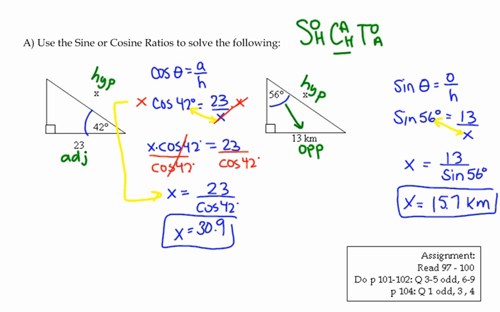Okay, so when it says 3 to 5 odd, let me clarify again. A and C. So 3 A and C, 4 A and C, 5 A and C, and then 6, 7, 8, 9. And then 1 odd A and C, 3, 4. Okay, that's what that means. Except for 6 through 9 and 3 and 4 here. Those are all of it. I think they're word problems, so I don't even know if there is an A and C.